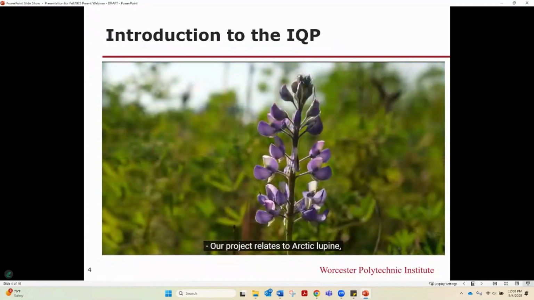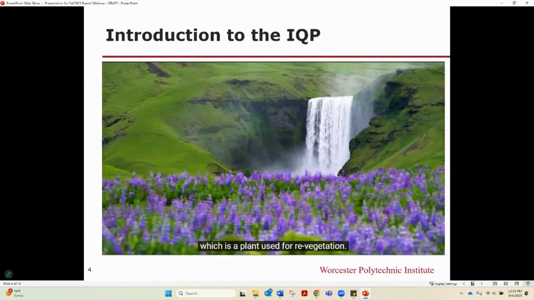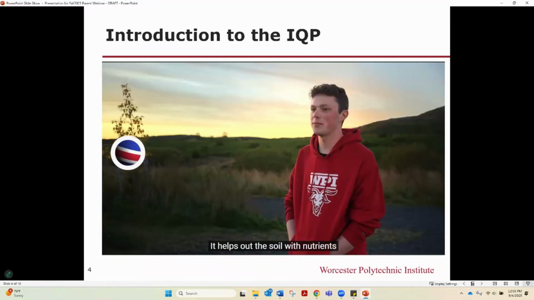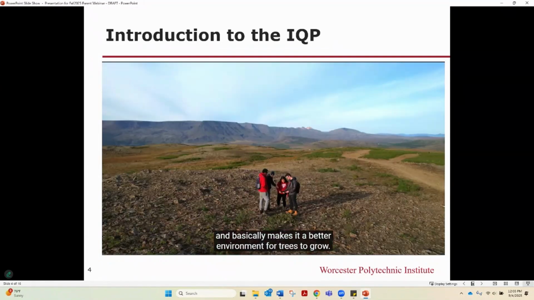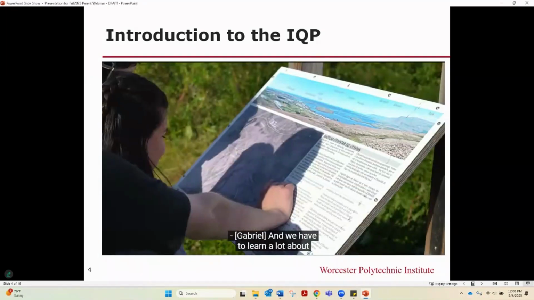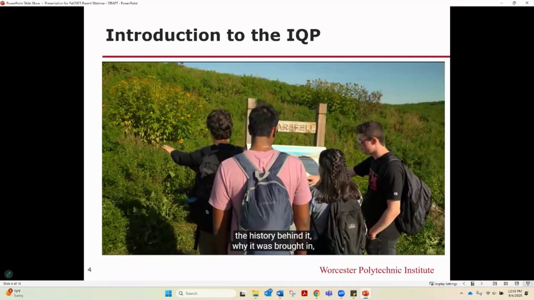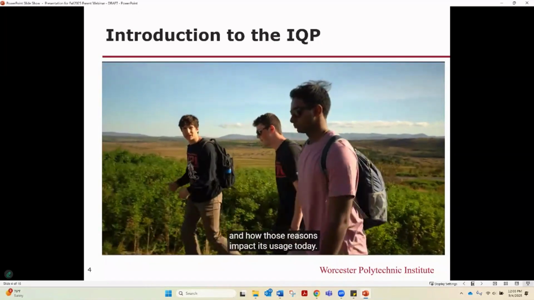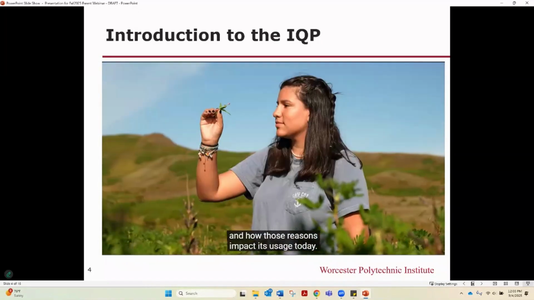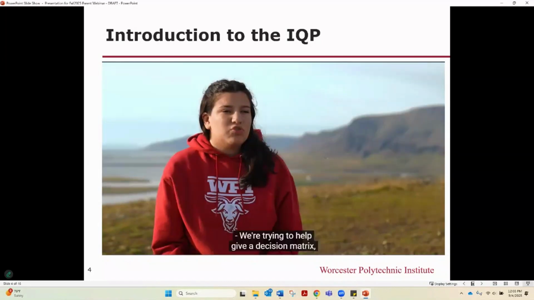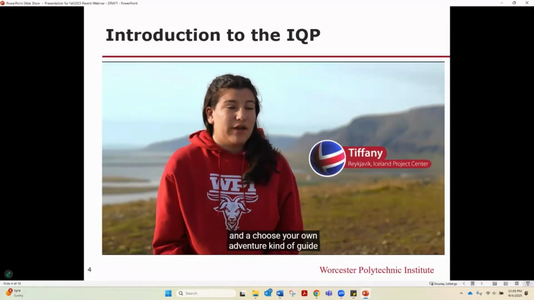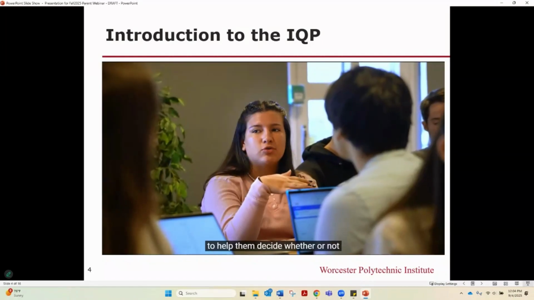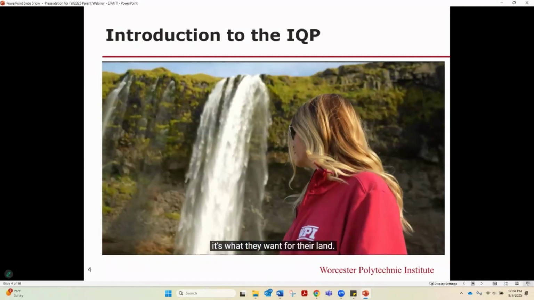Our project relates to Arctic lupine, which is a plant used for revegetation. It helps out the soil with nutrients and basically makes it better environment for trees to grow. We had to learn a lot about the history behind it, why it was brought in, and how those reasons kind of impact its usage today. We're trying to help give like a decision matrix and like a choose your own adventure kind of guide to help them decide whether or not it's what they want for their land.